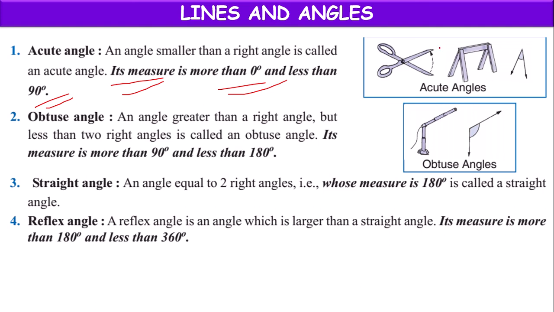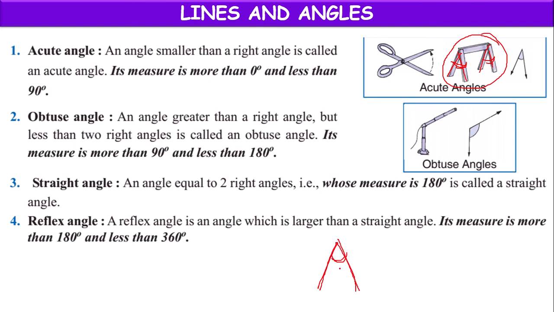If you take a pair of scissors, the angle between the two arms of the scissors is acute. Or if you go to a park, you will come across this kind of structure, where the angle between these two poles is an acute angle. Or if you take the alphabet A, the angle between the two arms is an acute angle.